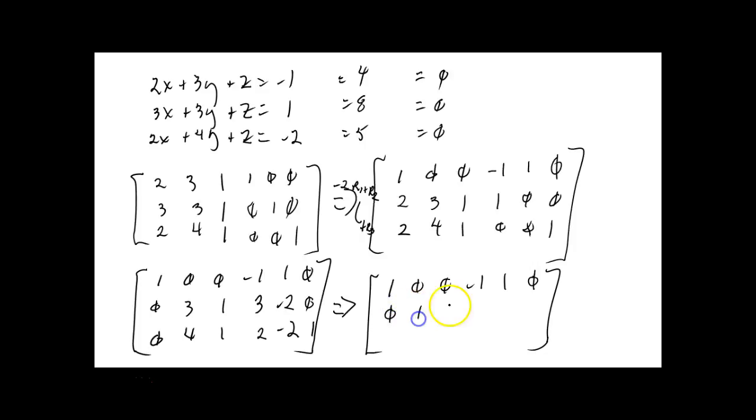0, 1, 0, negative 1, 0, 1. And then write down 0, 3, 1, 3, minus 2, 0. Did I do it right? Is that what you were doing? That was right? Yeah, okay.